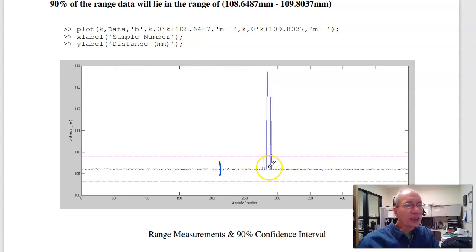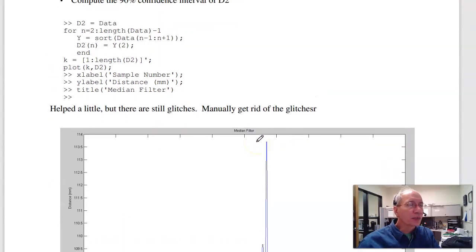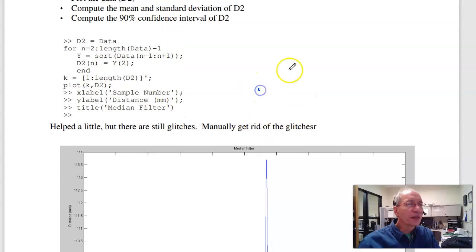And it's fairly wide. The reason it's wide are these few data points causing the glitch. That increases the standard deviation, which messes up my measurements. If I could get rid of these, I'd get a smaller standard deviation, a better measurement. So one way to get rid of them is a median filter. What a median filter does is if I have 3 data points, I'll sort them and take the middle value.